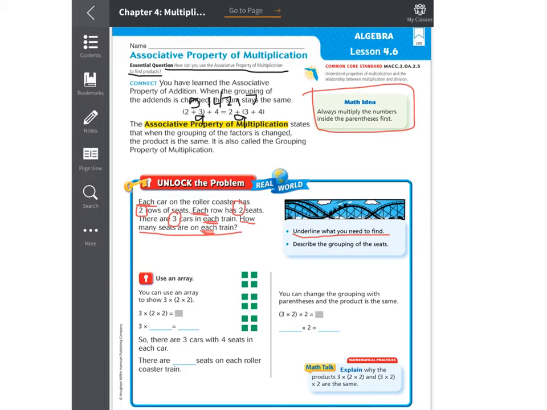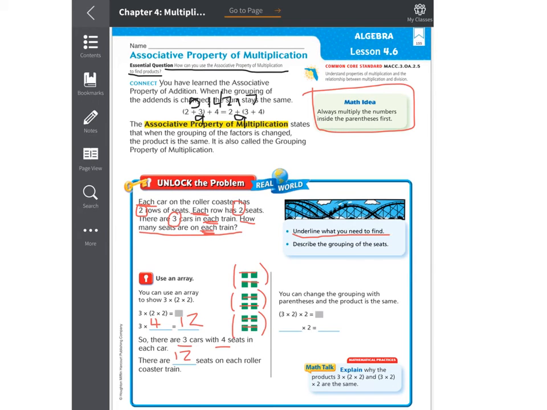So I can group my 2 times 2's together. So this would be a 2 times 2 group, this would be a 2 times 2 group, and this would be a 2 times 2 group. So 3 times 2 times 2 is 4, and then 3 times 4 equals a total of 12. So 2, 4, 6, 8, 10, 12. So there are 3 cars with 4 seats in each car. There are 12 seats on each roller coaster train.